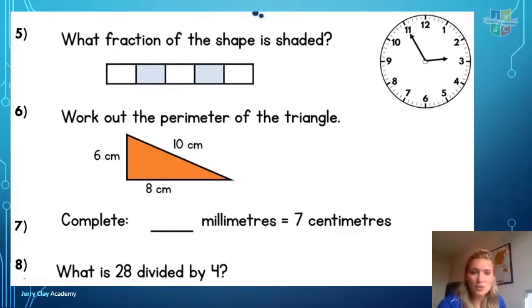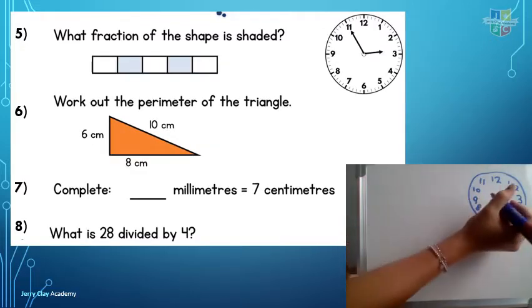Then for number 6, you're working out the perimeter. Number 7, you need to complete the sentence: something millimeters equals 7 centimeters. So thinking about our conversion rates again. And then finally, number 8, what is 28 divided by 4? Now you can use your circle method for this, or you can do your 4 times table if you know that as well. As soon as you've had a go at doing that, press play and we'll have a look and see if you've got your answers correct.